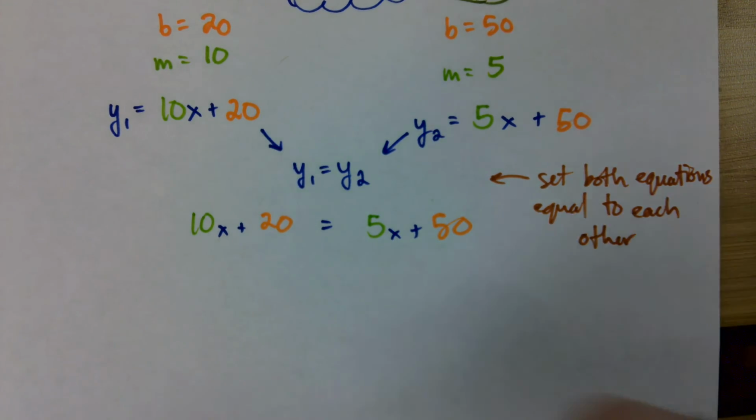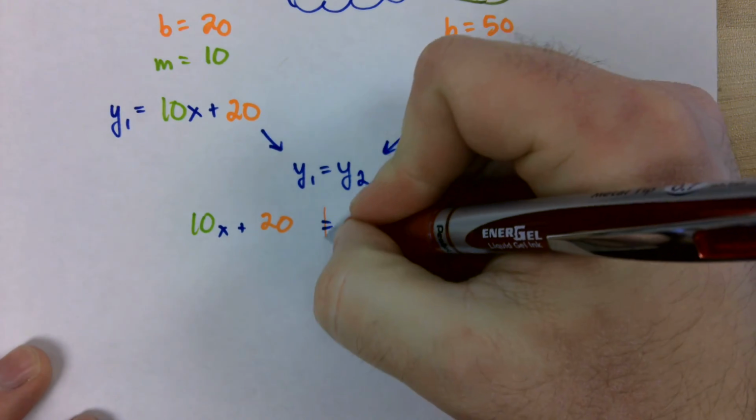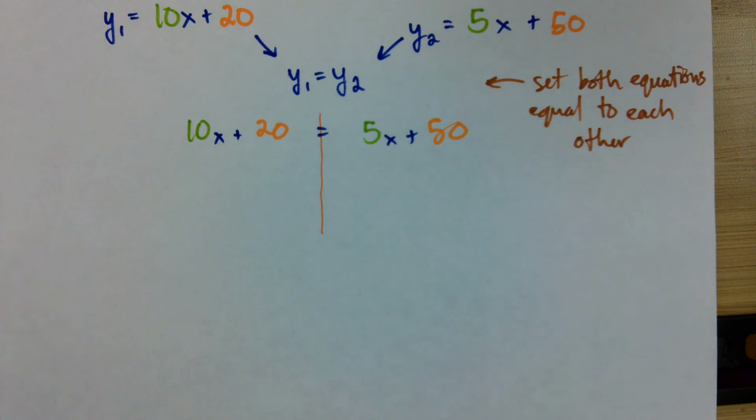The hard part's out of the way. We've got our equations set up. They both look great. Now we're going to solve. We'll split our equation down the equal sign. And what's the first thing that we want to do here?